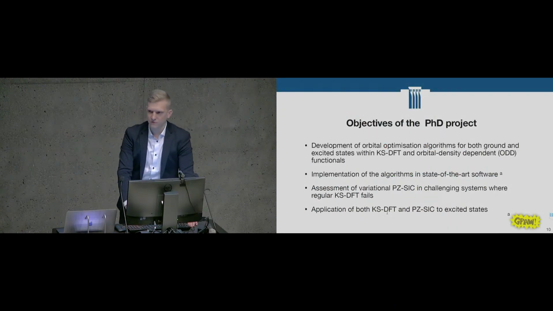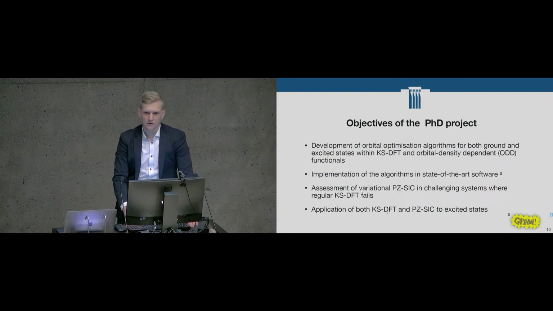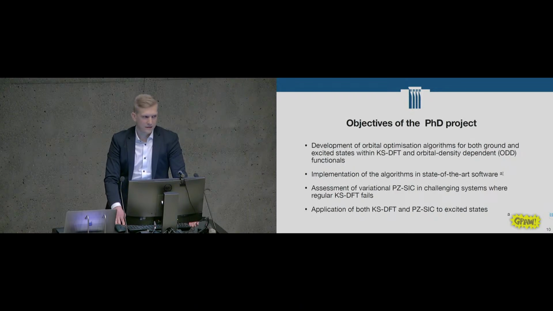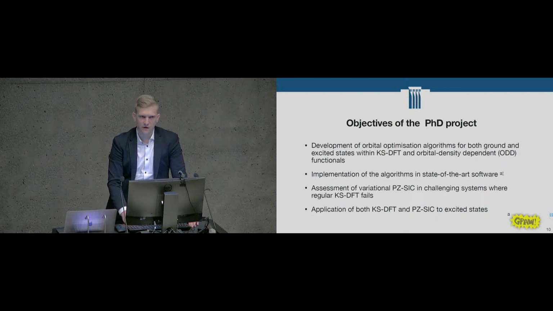These issues formed the objective for my PhD project. I had to develop a new optimization method which would allow robust calculations of the ground and excited states using both Kohn-Sham DFT and orbital density dependent functionals. Then I needed to implement these methods in state-of-the-art software. We used a code called GPAW, which uses the projector augmented wave method. Then we wanted to assess the Perdew-Zunger self-interaction correction on challenging systems where regular Kohn-Sham DFT is known to fail. And in the final part of my project, we wanted to apply Kohn-Sham DFT and self-interaction correction to the calculation of excited states using the methodology we developed.